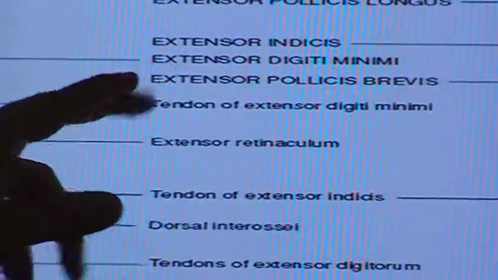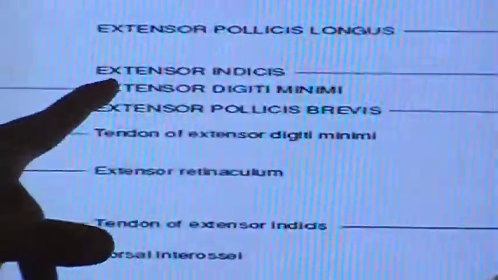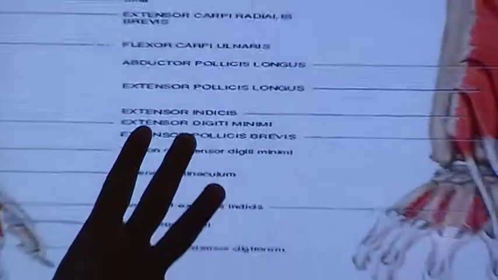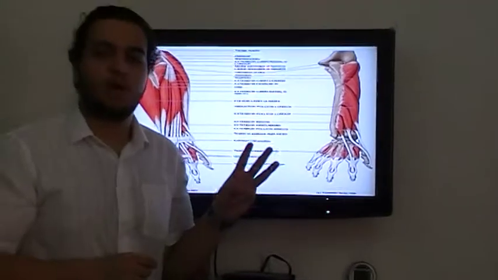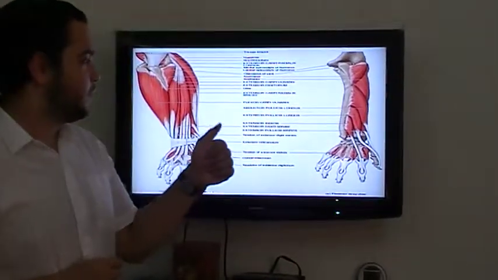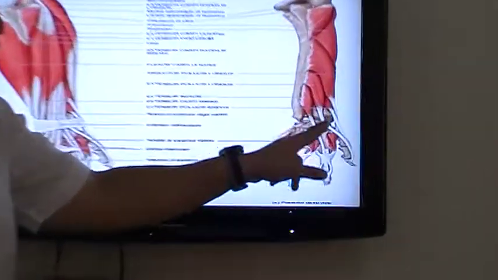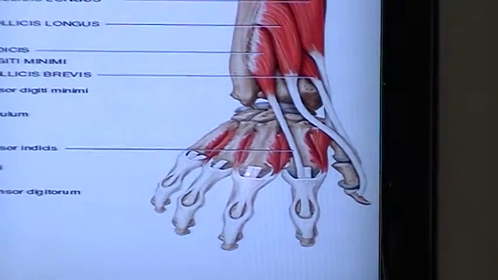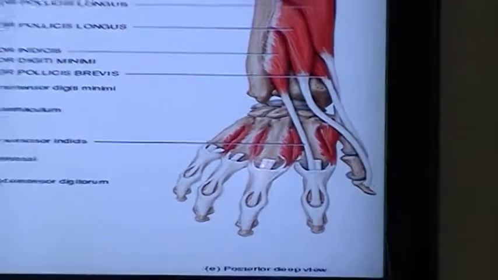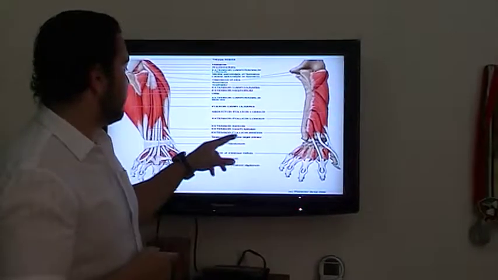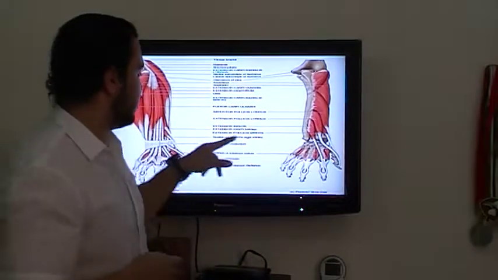Now the second muscle I'm going to speak about is extensor indicis. Indicis, as I said, goes to the index finger. We have two extensors and one abductor of the pollex. These three tendons, as you see in here, are very important because they make something in anatomy called the snuff box. They call it the anatomical snuff box because these three tendons make it.